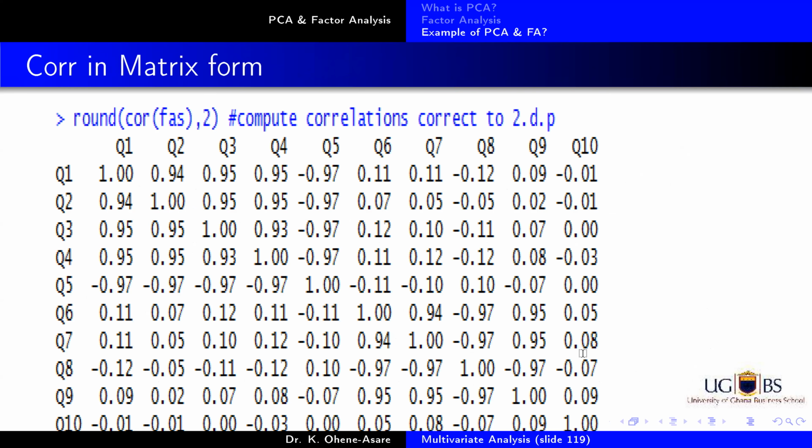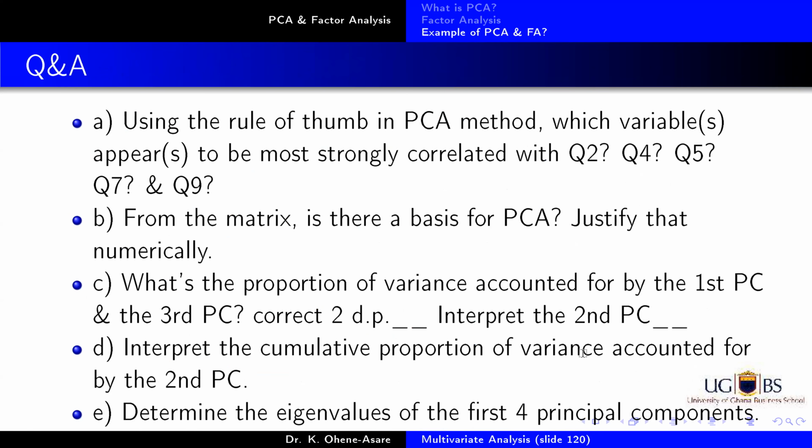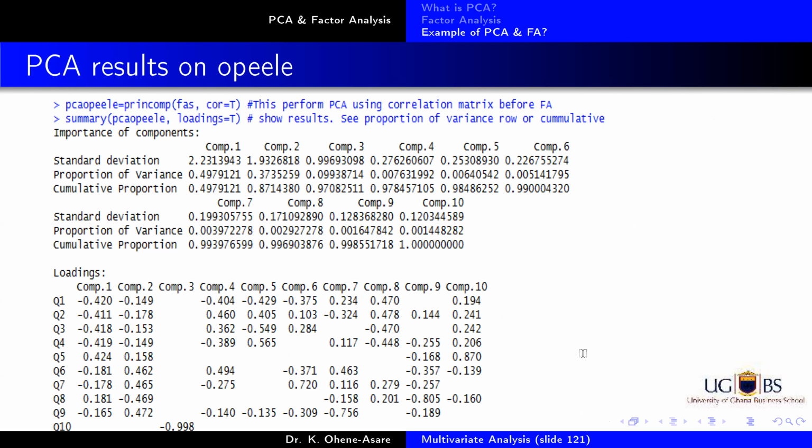Question number 1. Using the rule of thumb in PCA, which variables appear to be strongly correlated with question 2, with Q4, Q5, Q9? Then from the matrix, is there a basis for PCA? Justify. What is the percentage of variability accounted for by the first principal component? Correct to 2 decimal places. Interpret the second principal component. Interpret the cumulative proportion of variance accounted for by the second principal component. Determine the eigenvalues of the first 4 principal components.